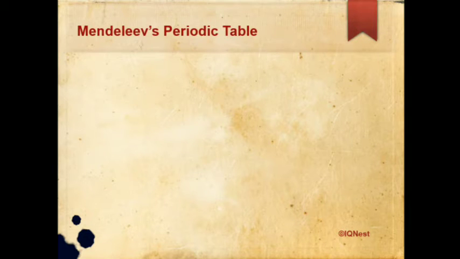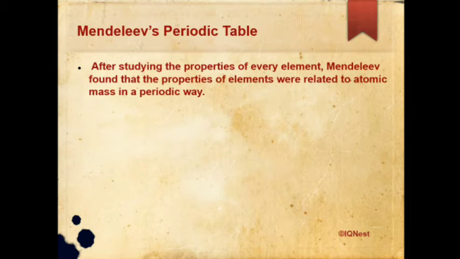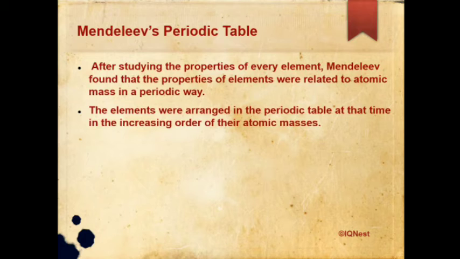So now we'll be seeing what is Mendeleev's periodic table. After studying the properties of every element, Mendeleev found that the properties of elements were related to atomic mass in a periodic way. The elements were arranged in the periodic table at that time in the increasing order of their atomic masses.